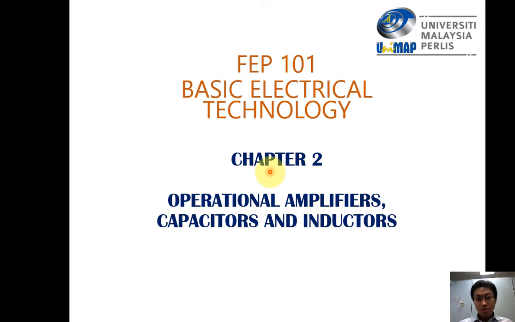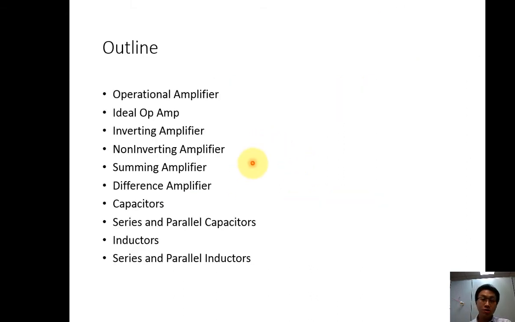So good day. Today we will talk about chapter 2, operational amplifiers, capacitors and inductors for the FET 101 basic electrical technology. In this course we will talk about the operational amplifier. We have a short form we call op-amp, and then we have an ideal op-amp, inverting amplifier, non-inverting amplifier, summing amplifier, difference amplifier, capacitors, series and parallel capacitors, inductors, series and parallel inductors.